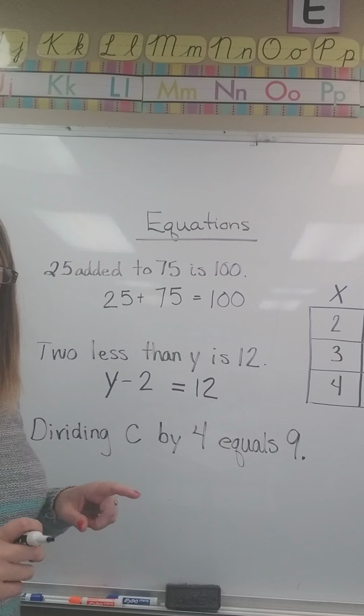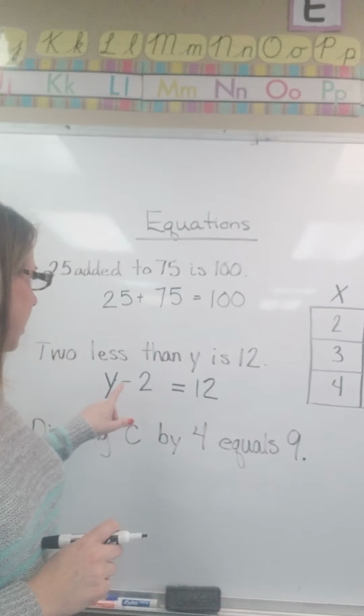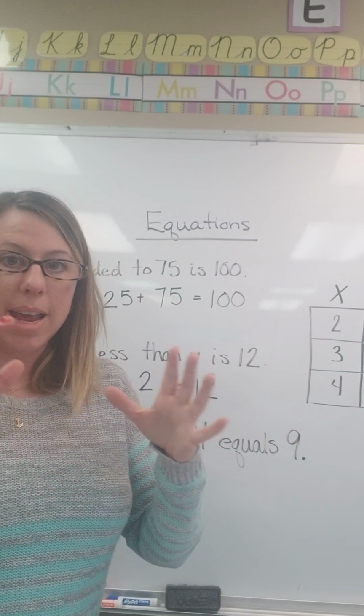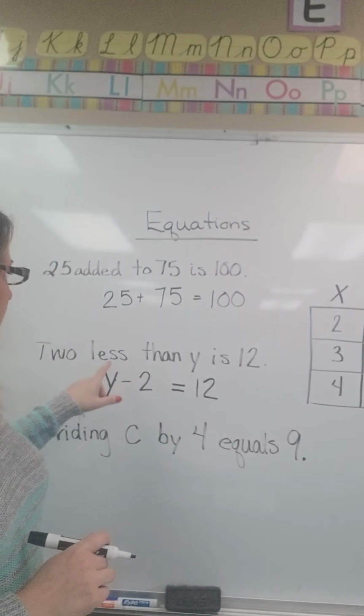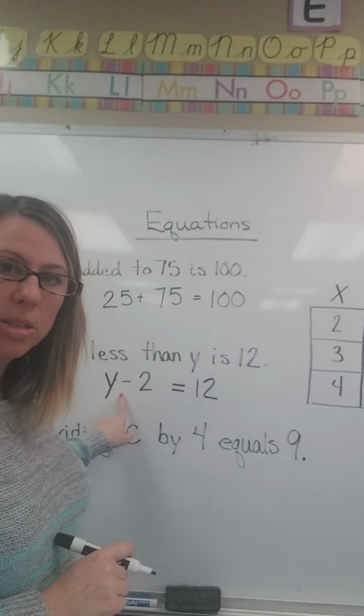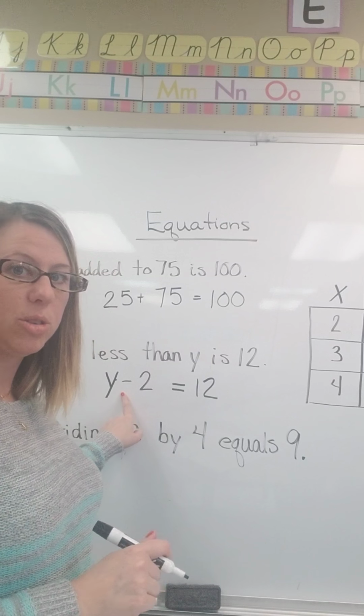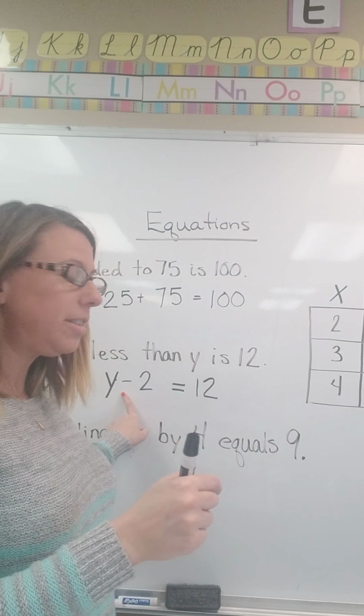You don't want to do 2 minus y. It did not say that y is 2 with y being less. It says it the other way. It says there's 2 less than y. So y is going to be first here. Otherwise, it won't work for you. You'll get the wrong answer. So make sure you do it in the right order that it says.